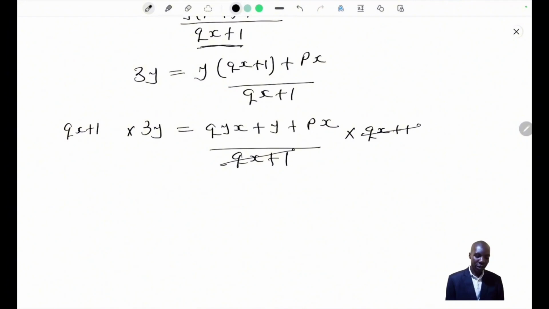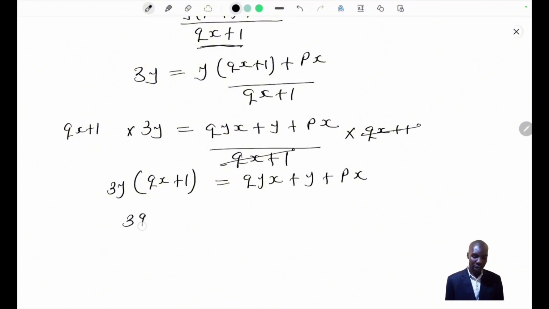So this one will cancel with that. So we'll have 3y multiplied by qx plus 1 equals qyx plus y plus px. So we'll have 3qyx plus 3y equals qyx plus y plus px. From there, you collect the like terms.